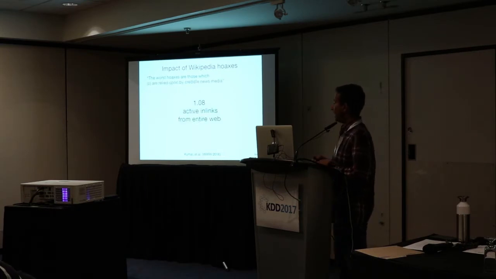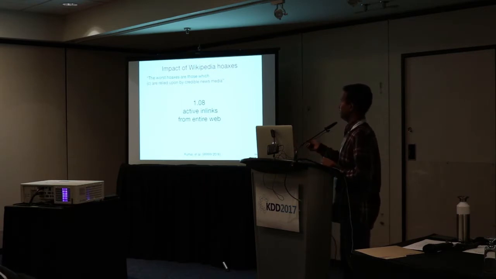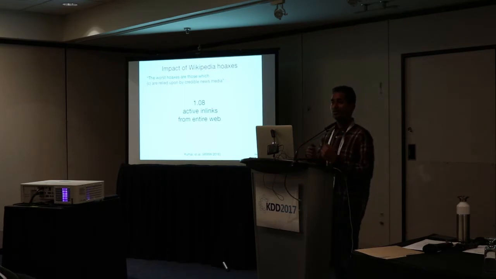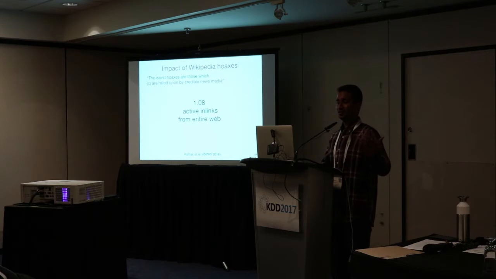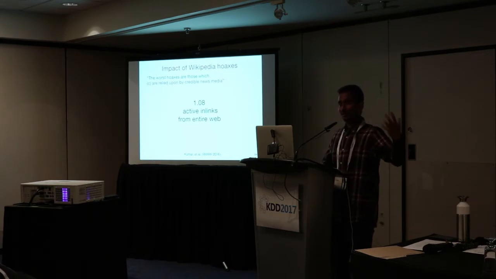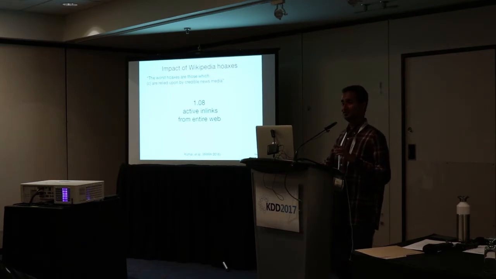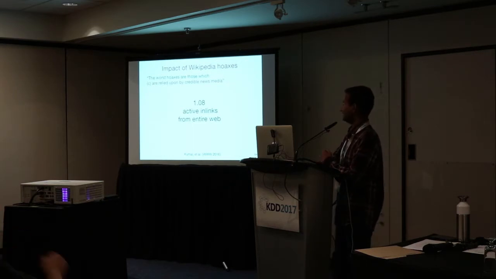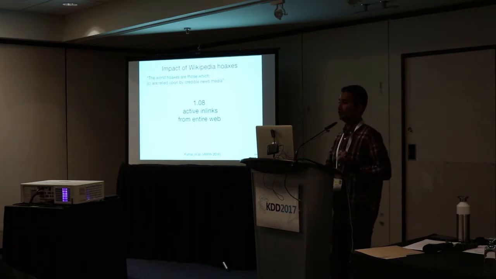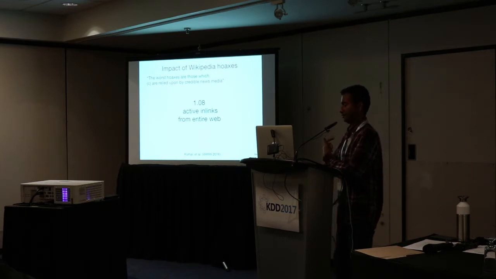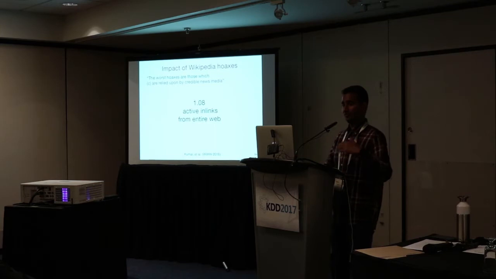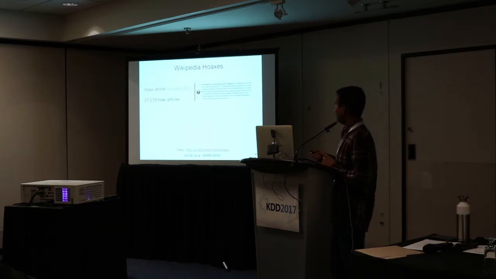And looking at how people arrive at this particular fake article on Wikipedia, we use Wikipedia's click log to study the domain of the referring link that drives people to this article. What we see is that there are, on average, 1.08 in-links that were actually clicked and people arrived at this Wikipedia hoax. And these links are from everywhere. They are from Google searches, from Bing search, from social media websites, and also from within Wikipedia itself.